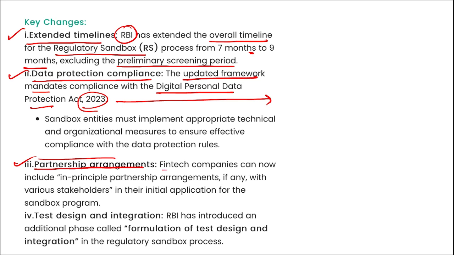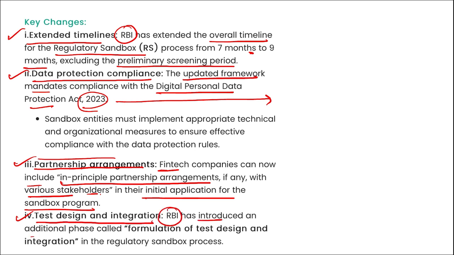Coming back, third is partnership arrangements. Here fintech companies can now include in-principle partnership arrangements, if any, with various stakeholders in their initial application for the sandbox program. And fourth is test design and integration. RBI has introduced an additional phase called formulation of test design and integration in the regulatory sandbox.